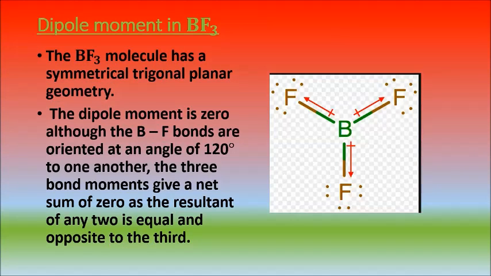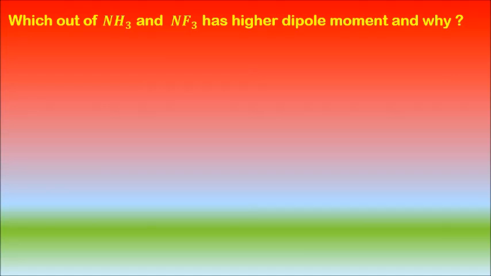And we can see here in the diagram how the representation is there for the dipole moment. Boron with BF bonds at an angle of 120 degree, and the crossed arrow is towards what? The fluorine, because it is more electronegative than boron. So towards the fluorine the arrow is pointing, in all the three cases. This is how we can represent the dipole moment in boron trifluoride, and the dipole moment becomes zero because the resultant of any two is equal and opposite to the third one. So it becomes zero.